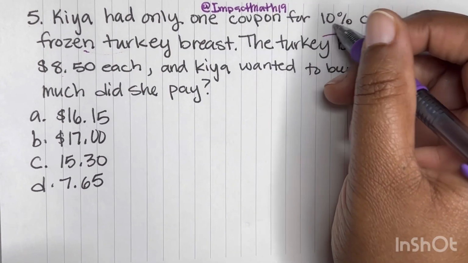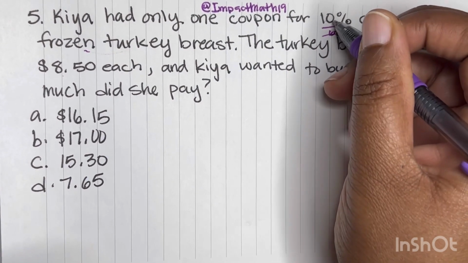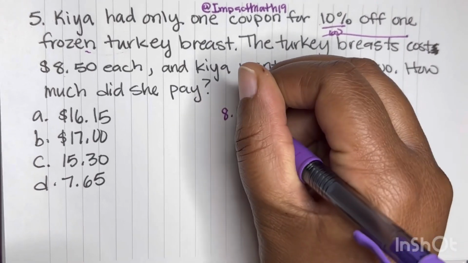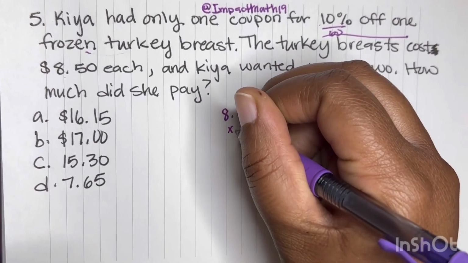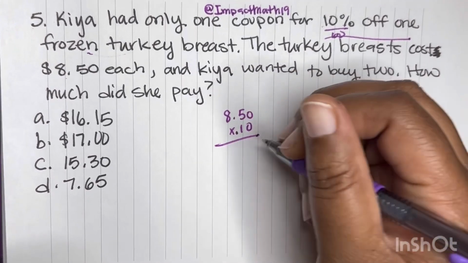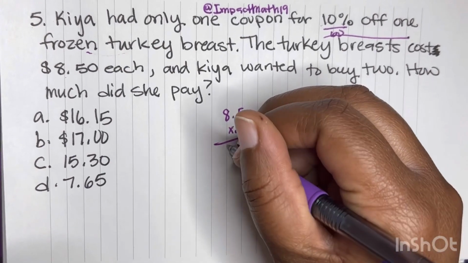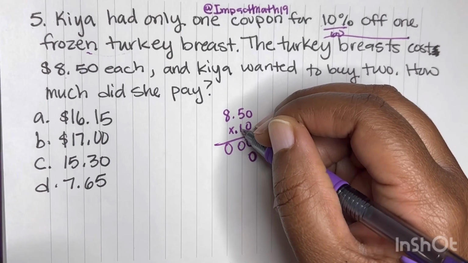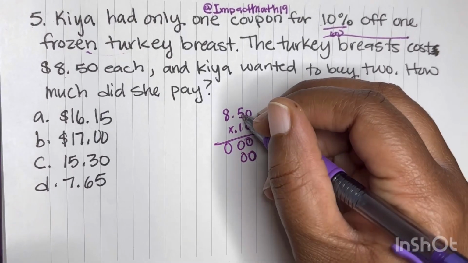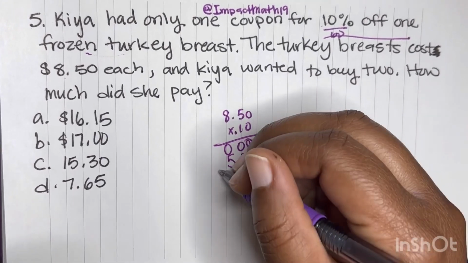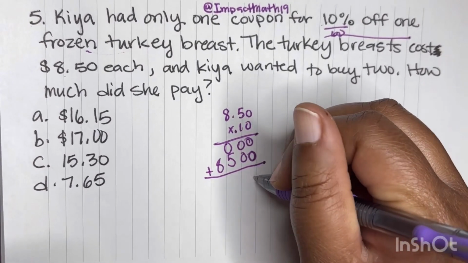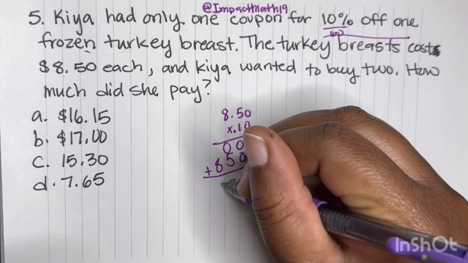So we want to change this to a decimal, divide by 100, which means we move it over 2 places to the left. So we're going to do 850 times 0.10. And we get 0, 0, 0. Put your placeholder for the 0 because you're moving over to the 10 spot. 1 times 0, 0. 1 times 5 is 5. And 1 times 8 is 8. We're going to add those. So we get 0, 0, 5, 8.